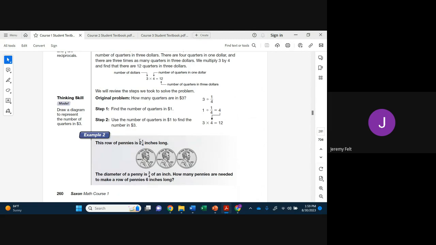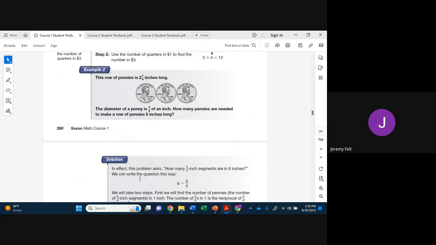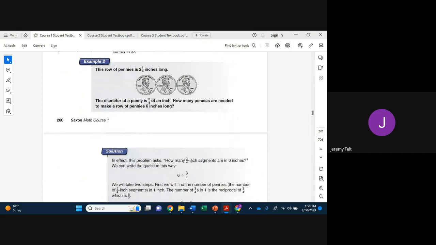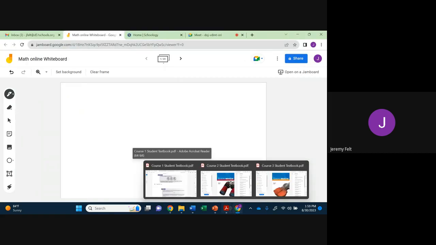Right, so the row of pennies is 2 1/4 inches long. The diameter of a penny is 3/4 of an inch. How many pennies are needed to make a row 6 inches long? How many 3/4 inch segments are in 6? So we're looking at 6 divided by 3/4.